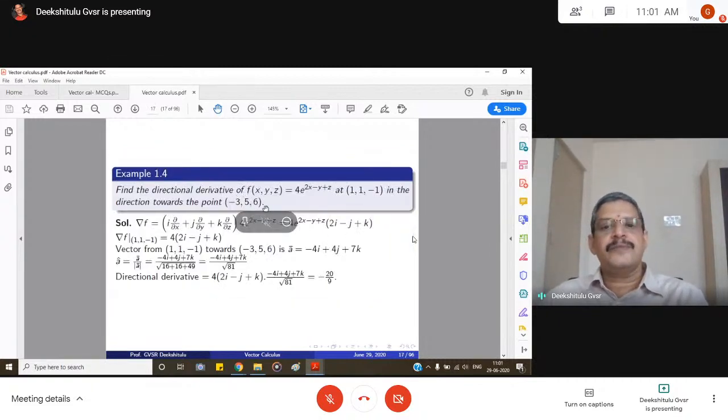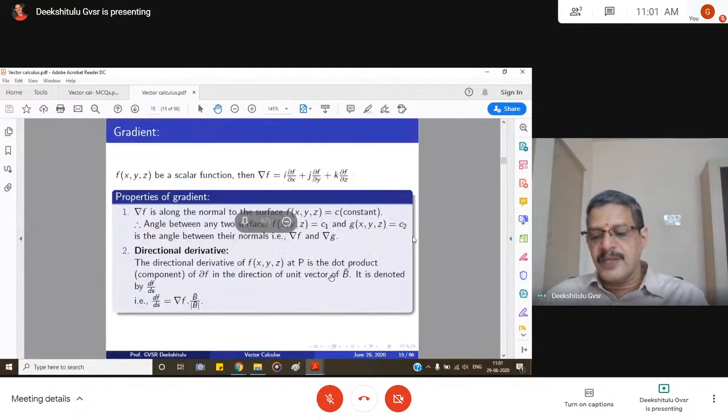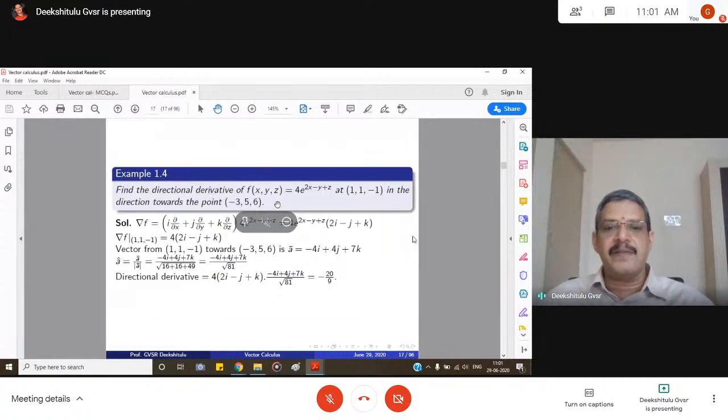Find the directional derivative of f(x, y, z) = 4e^(2x−y+z) at (1, 1, −1) in the direction towards the point (−3, 5, 6). See, I said directional derivative along b, but b is not directly given here. What is the direction of b? It is directed along the vector joining this point and this point.